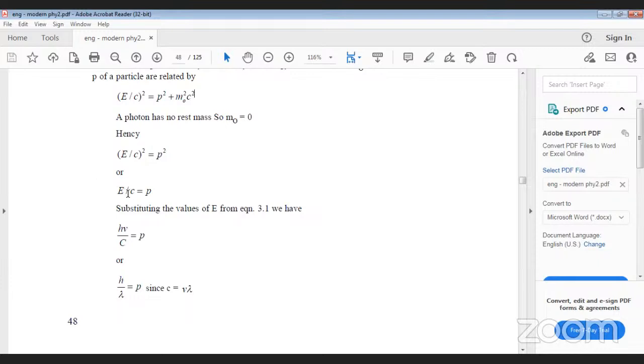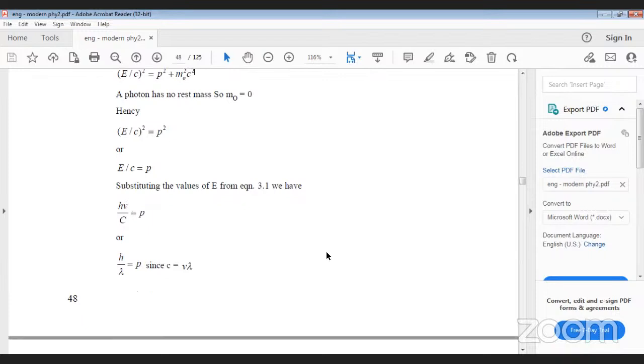What is E? E is the energy, c is the speed of light, p is the momentum. But photon energy E equals h nu. So h nu by c equals p. Now what is nu by c? Nu equals c by lambda.